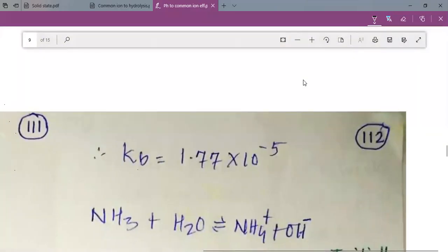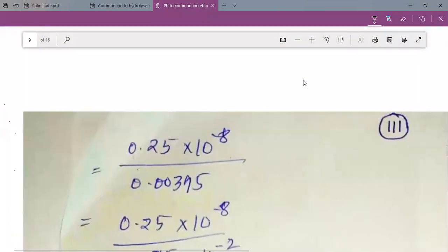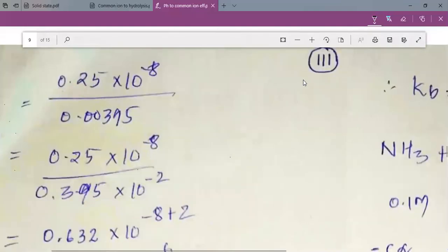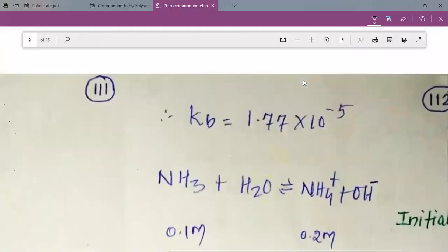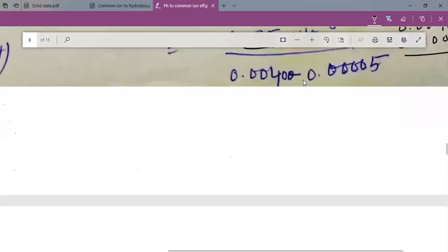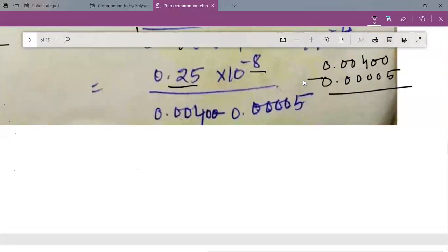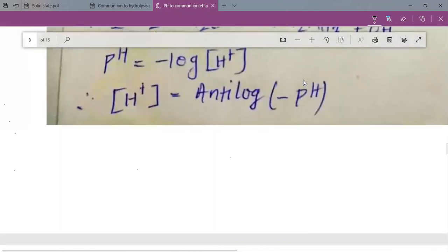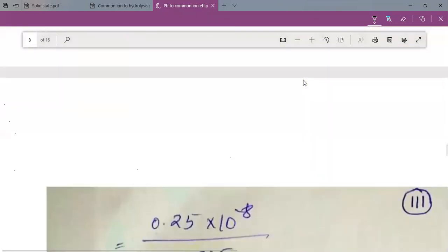So now if we do the required calculations, we will find that 0.25 into 10 to the power minus 8 divided by 0.00395. This 0.00395, my dear students, we have obtained by doing this subtraction. So if you do this subtraction here, we will find it. See, this is 5, this is 9, this is 3, these are 0. So we will get 0.00395. So we have this value 0.00395, which is written over here.